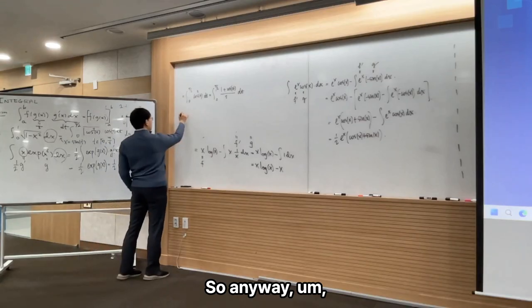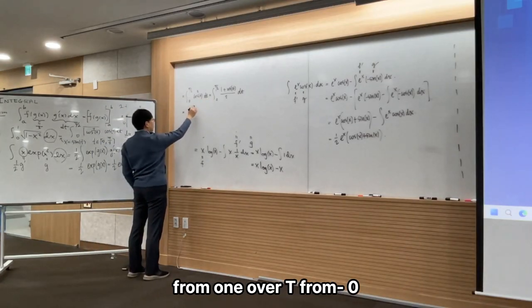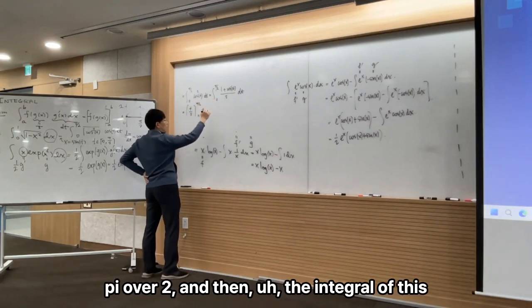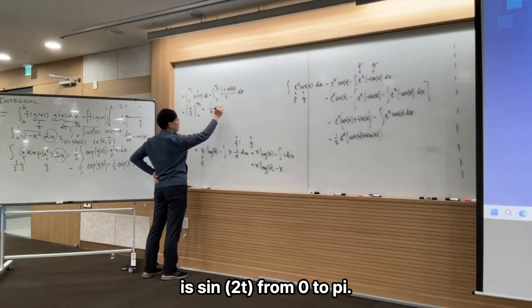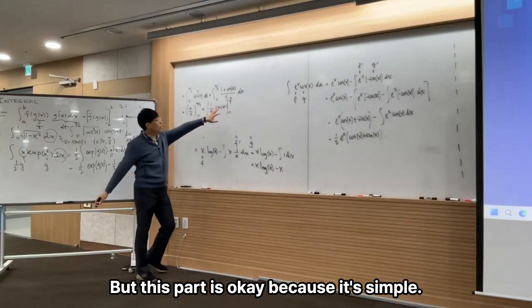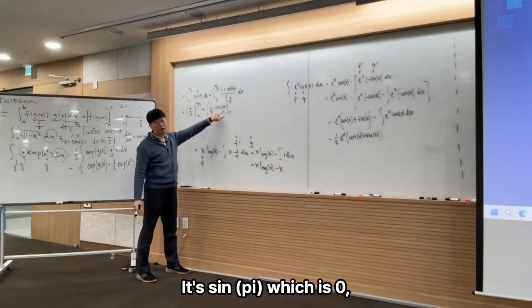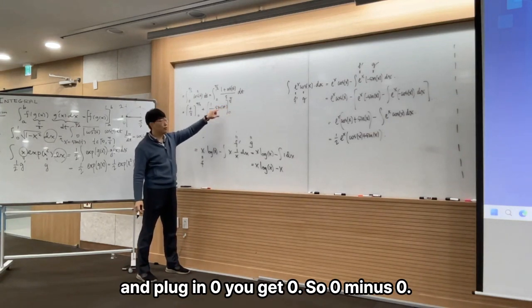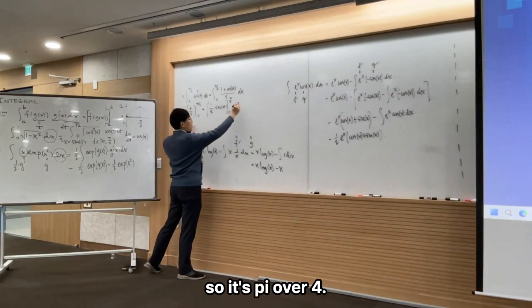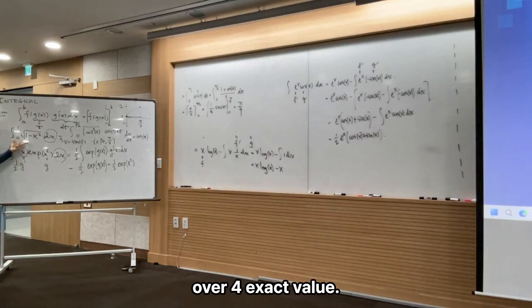So anyway, we can take the integral here now, of 1 over 2, from 0 to pi over 2. And then the integral of this is sine 2t from 0 to pi. This part is okay because it's simple. Let's plug in pi over 2 here. It's sine pi, which is 0. And plug in 0, you get 0. So 0 minus 0. And here it's just pi over 2, so it's pi over 4. Okay, so we computed the integral, pi over 4, the exact value.